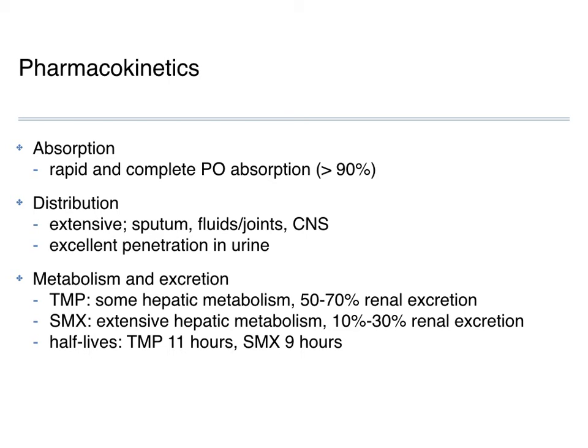Hence, one of the main clinical uses of TMP-SMX would be in the setting of UTIs, especially uncomplicated urinary tract infections, which are a fairly common infection. When it comes to metabolism and excretion, it's sort of a mixture of hepatic plus renal excretion and metabolism. As you see there, the half-lives of TMP and SMX are fairly similar, so 11 hours for TMP and 9 hours for SMX. So it lends itself to twice daily dosing, so a fairly convenient way of dosing these drugs based on those pretty moderate half-lives.